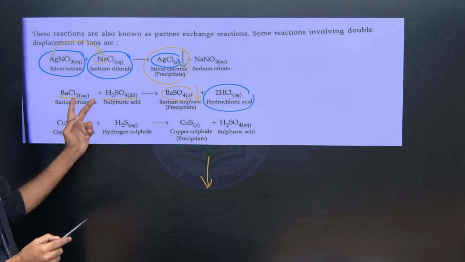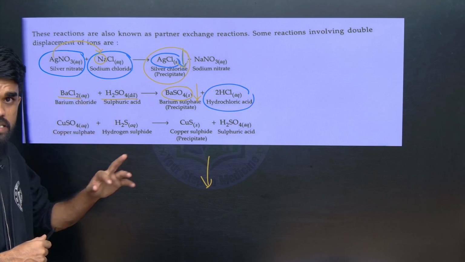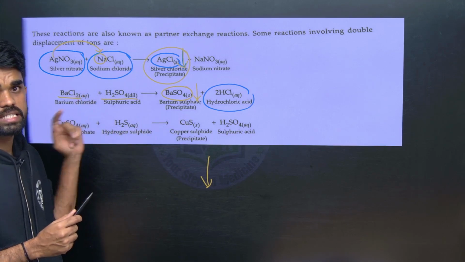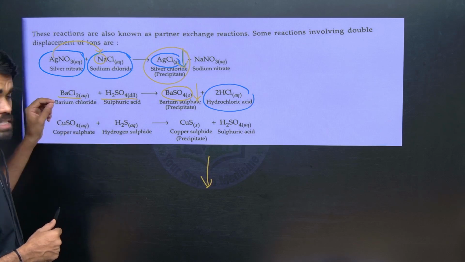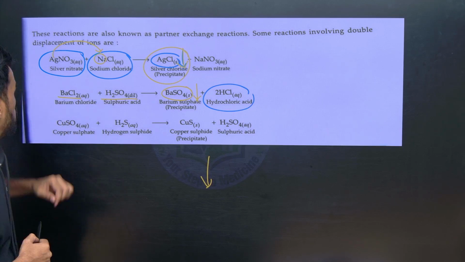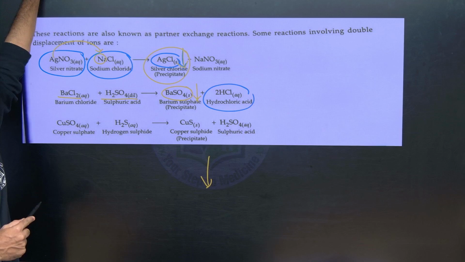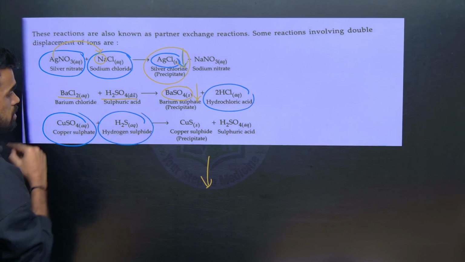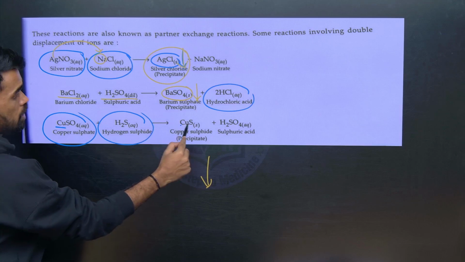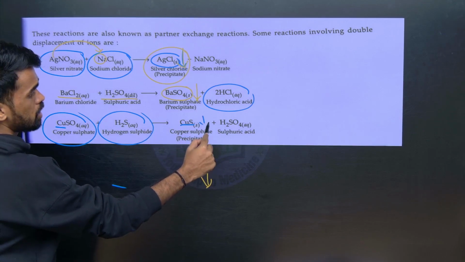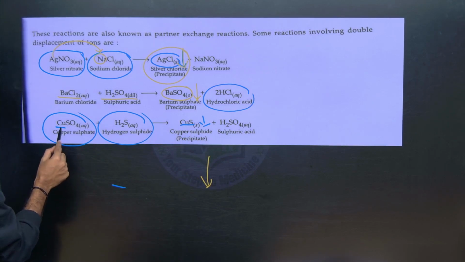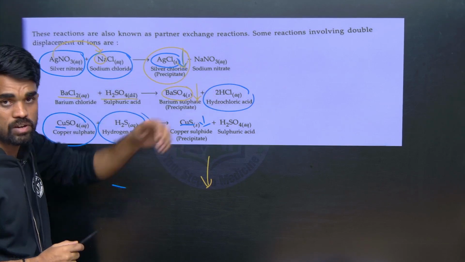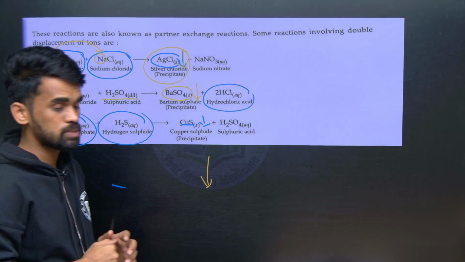So here also barium and hydrogens are exchanged, they are displaced. Two ions are exchanged here, therefore I can say this is also a double displacement reaction. Barium and hydrogen ions are exchanged. Copper sulfate and H2S gas: look here, copper sulfide is forming, which is again a precipitate. Copper and hydrogens are exchanged, therefore we are getting copper sulfide and sulfuric acid. So this is also a double displacement reaction.